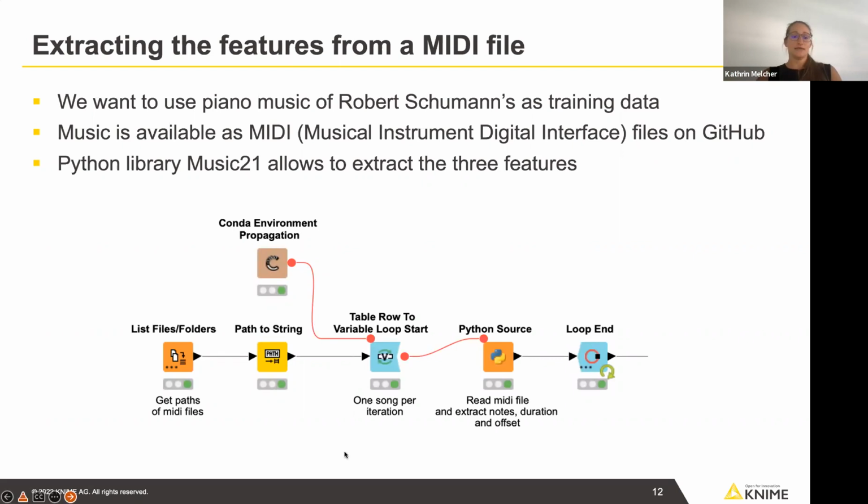And here you can see the small workflow which I used for this task. We have first the List Files/Folders node, where I list the path to all the MIDI files which I downloaded. And then I have a loop structure where in each iteration I extract the 3 features from the MIDI files using the Python library Music21 in this Python Source node.